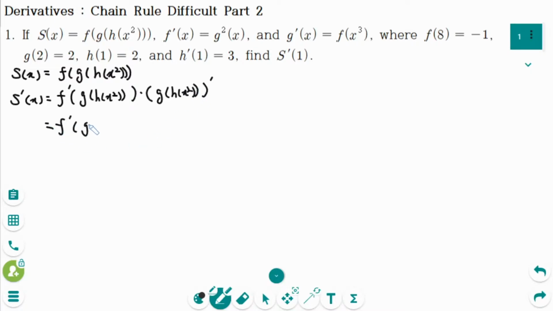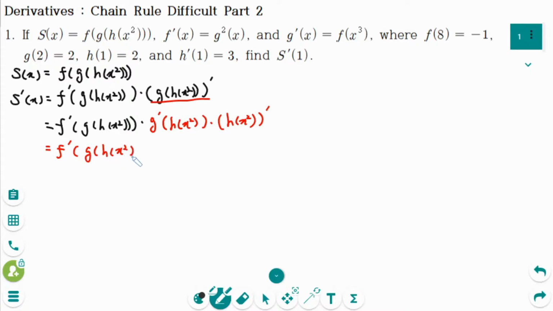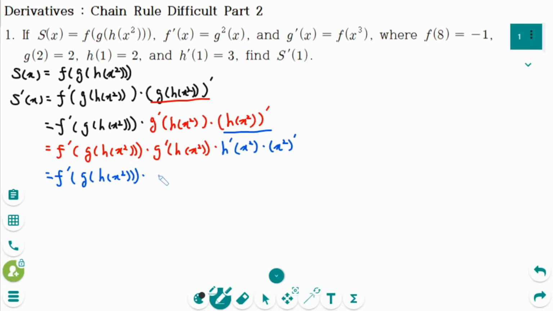Equals f prime of g of h of x squared times, we don't think about the derivative, we have already done. This part is g prime of inner function times inner function prime. The inner function is h of x squared. f prime of g of h of x squared times g prime of h of x squared times, this part is h prime of x squared times x squared prime. So f prime of g of h of x squared times g prime of h of x squared times h prime of x squared times 2x.